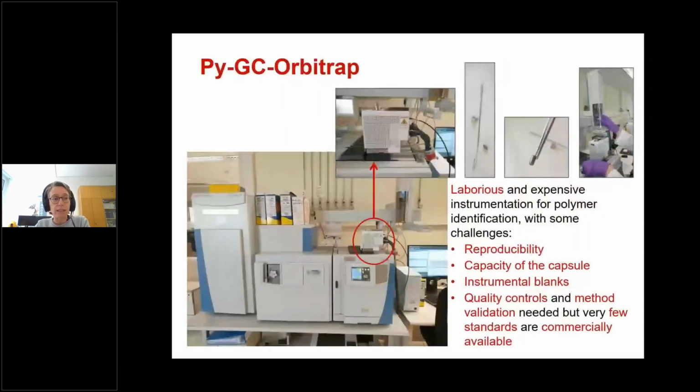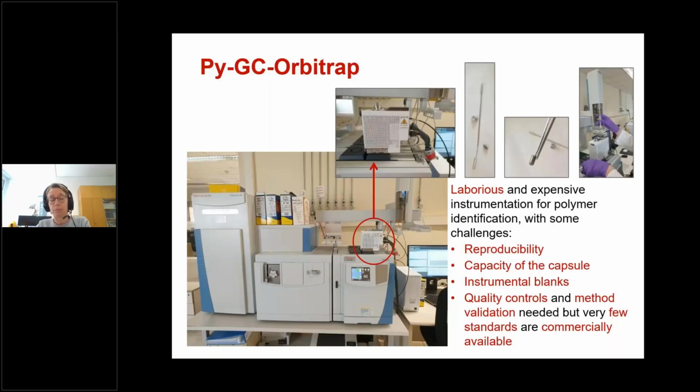Here we have our instrument. We bought the Frontier pyrolyzer, and we coupled it to an Orbitrap, GC-Orbitrap MS. At the end we have a powerful instrument which is capable to determine microplastics, but also at high resolution. When we work with high resolution, the identification capabilities and also the quantification capabilities increase highly, because we are working with exact mass.